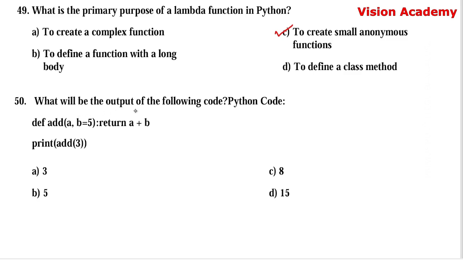Question number 50. What will be the output of the following code? Python code. Here we have defined a user defined function called add, and here we have written a comma b is equal to 5. So here it is called default argument, which is already initialized with value 5, and it is returning a plus b, and we are calling this particular function by passing argument 3 under print statement. Here in place of a, this 3 will be substituted. So 3 plus 5, it will become 8. Hence option C, 8 will be the right answer.